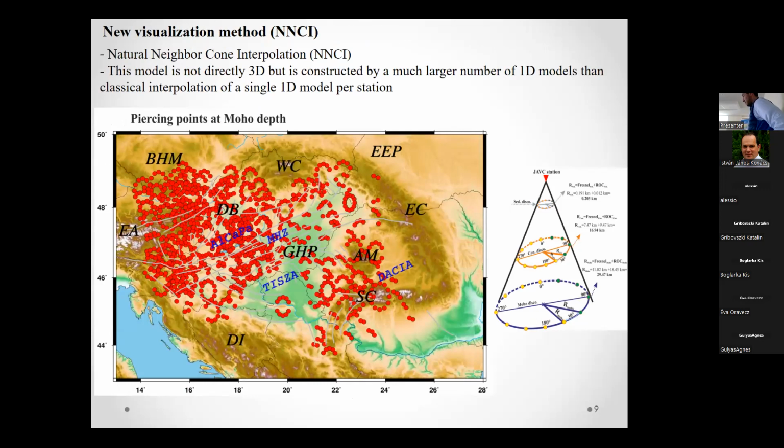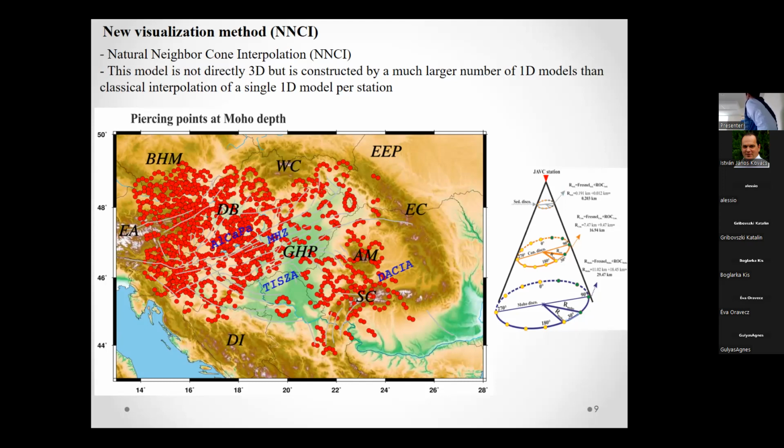This model is not directly 3D, but it is constructed from a much larger number of 1D models, through classical interpolation. The basic idea was the cone beneath the station. You can see the seismological station here, and we have three discontinuities: sediment, Conrad, and Moho. The radius of each discontinuity is determined by the Fresnel zone and the highest angle of the incident S wave. You can see the mathematical formulation here.